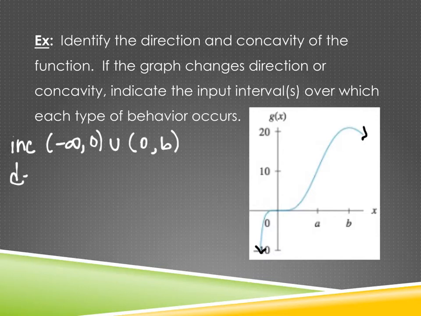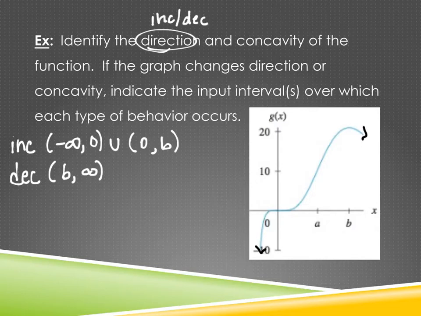Let's do decreasing. Where does this graph appear to be decreasing? Right over here, yeah? Okay, so it starts at b. Again, we read graphs like we read English, from left to right. So it starts at b and then it continues along until we get infinitely large. So we have infinity over there. So this would be b to infinity that it's decreasing. So whenever it says direction, it's talking about the increasing versus decreasing features of our function.